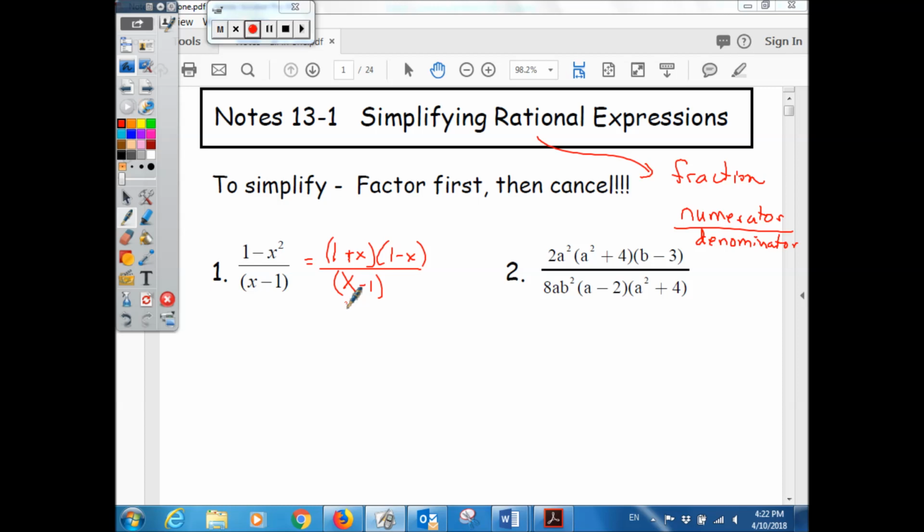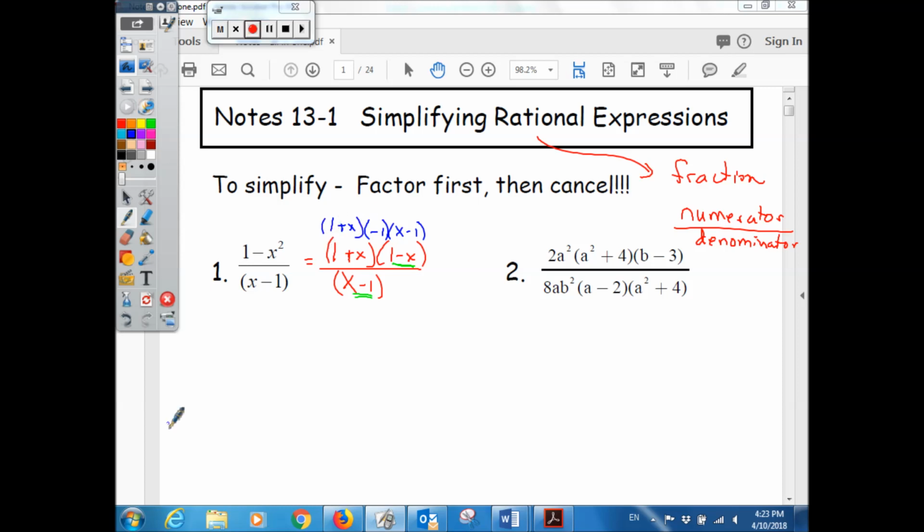Now when we look at those factors, I notice that I have a 1 minus x and an x minus 1, which do not exactly match. But if I were to factor a negative 1 out of one of them, then they would. So I will factor out a negative 1, which will change the numerator to a negative 1 times x minus 1.